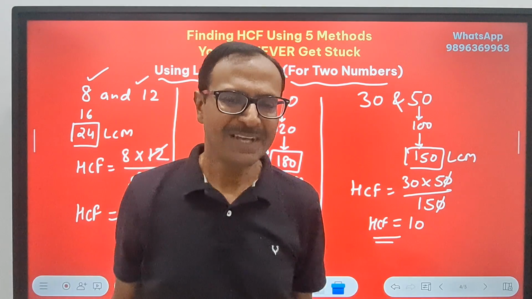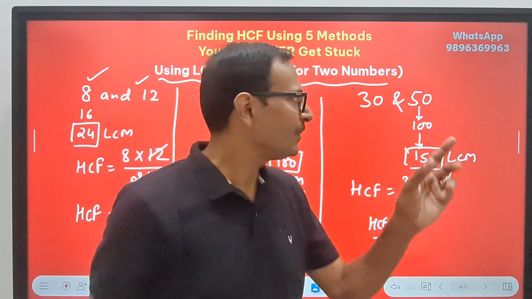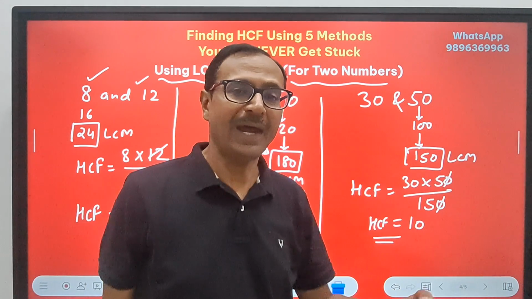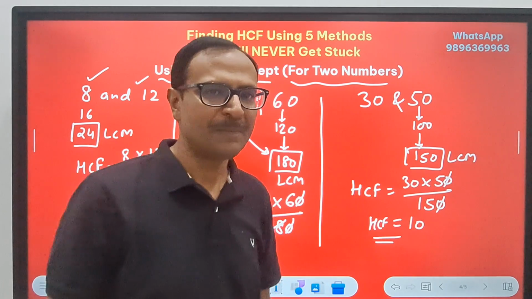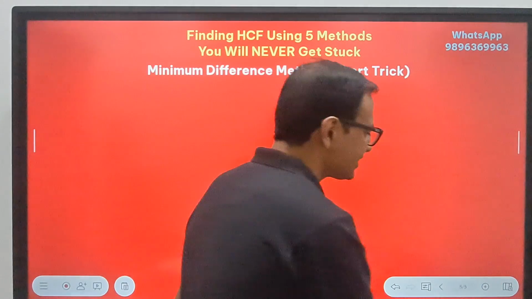That's the fourth method. Sometimes finding the LCM is easier for students and the HCF is difficult. So using the LCM you can find the HCF. Now be prepared for the surprise of the video.